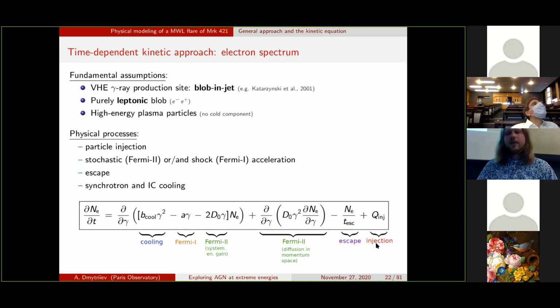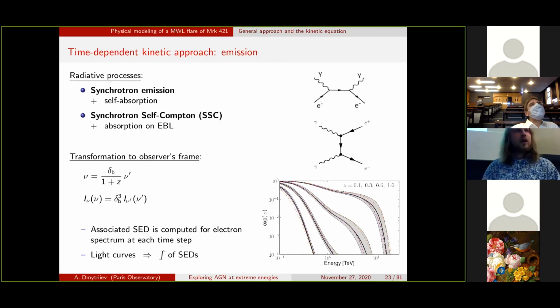And this is the fundamental equation which I was solving numerically. This term shows the cooling effect. This is Fermi 1 acceleration, Fermi 2 acceleration due to systematic energy gain, the Fermi 2 contribution to diffusion in momentum space, the leak term, escape of particles, and the injection spectrum. This equation basically represents the continuity equation in phase space and dictates the time evolution of the electron spectrum in the emitting zone. So this was the first level.